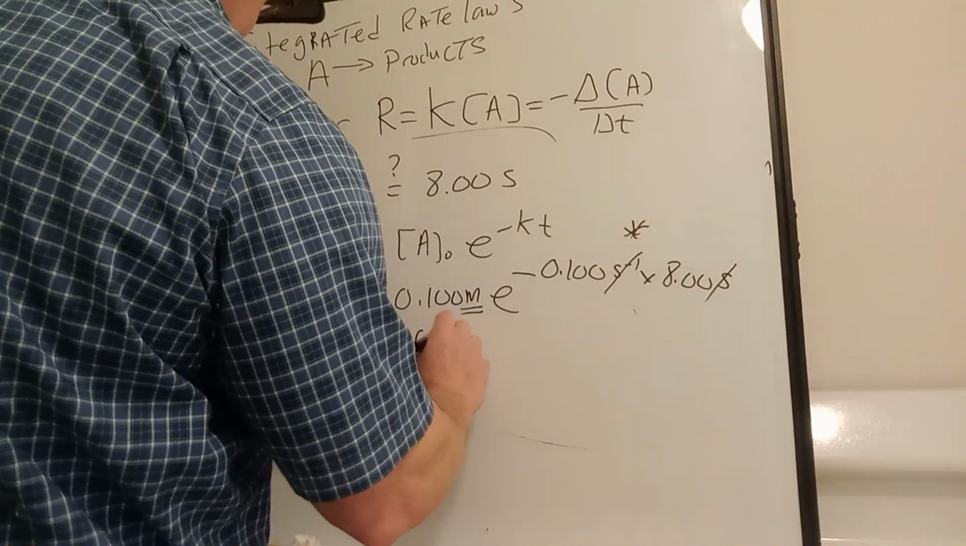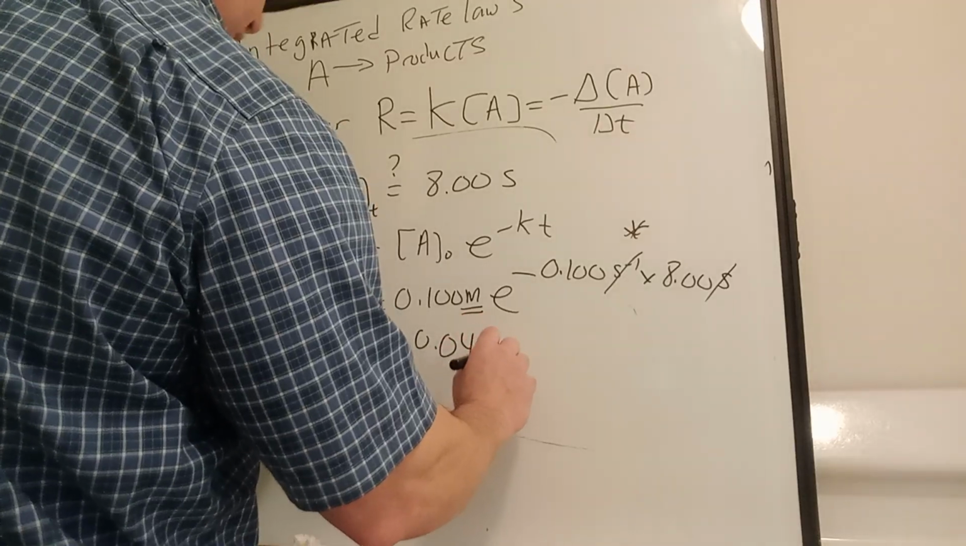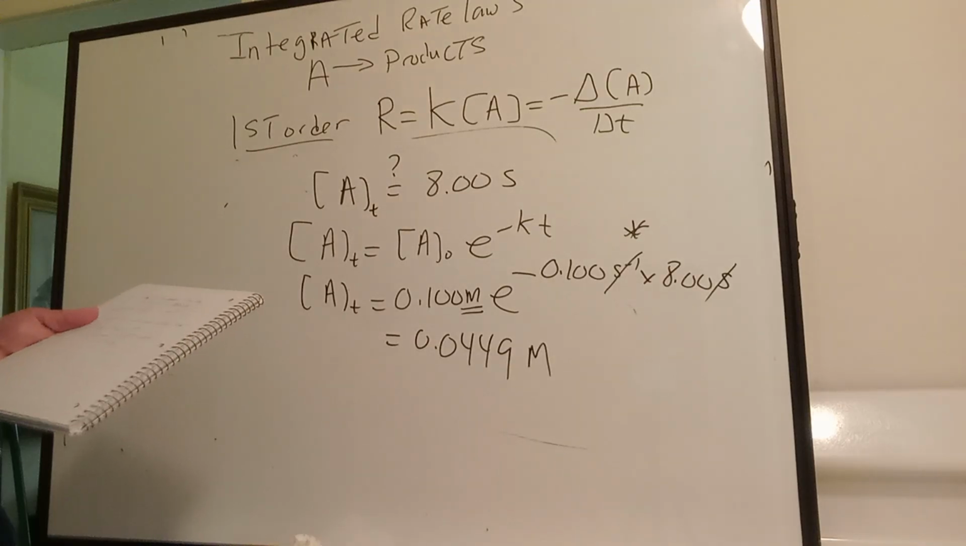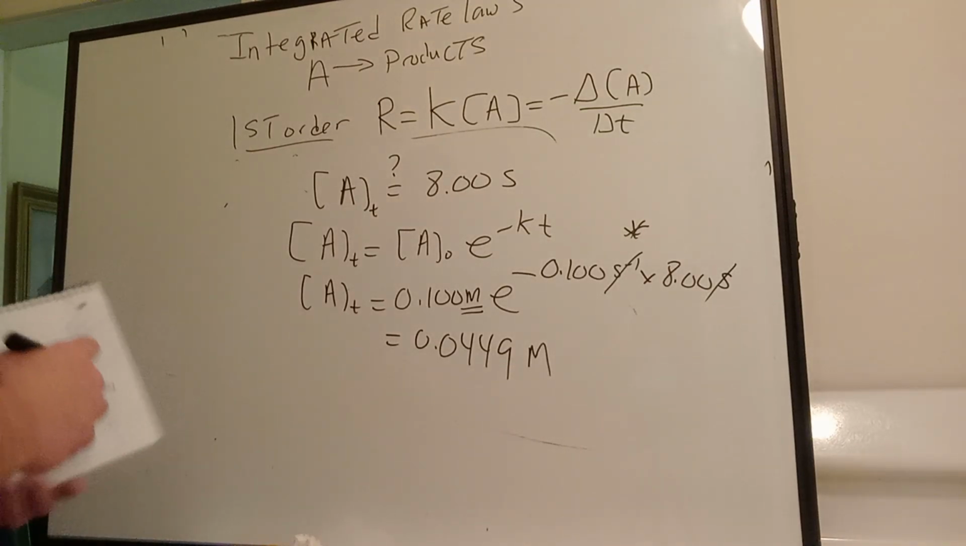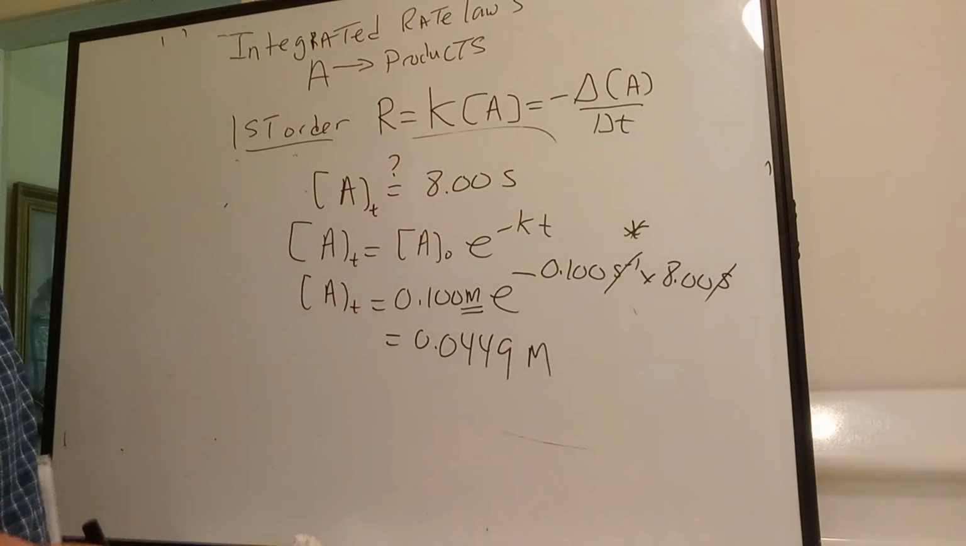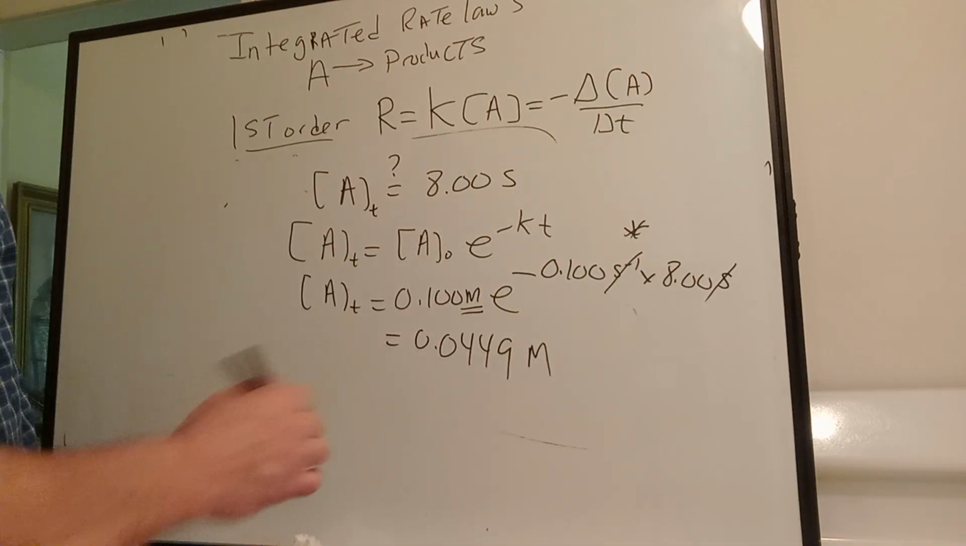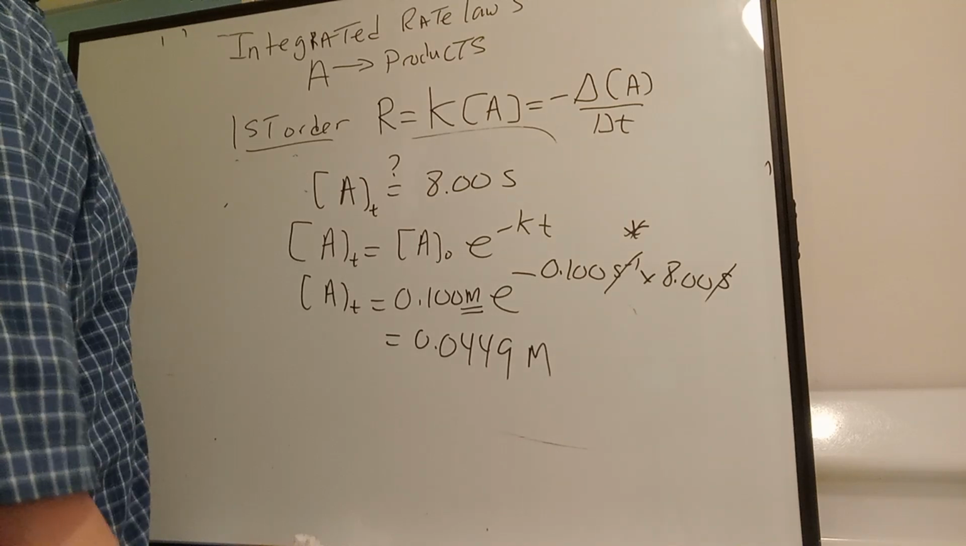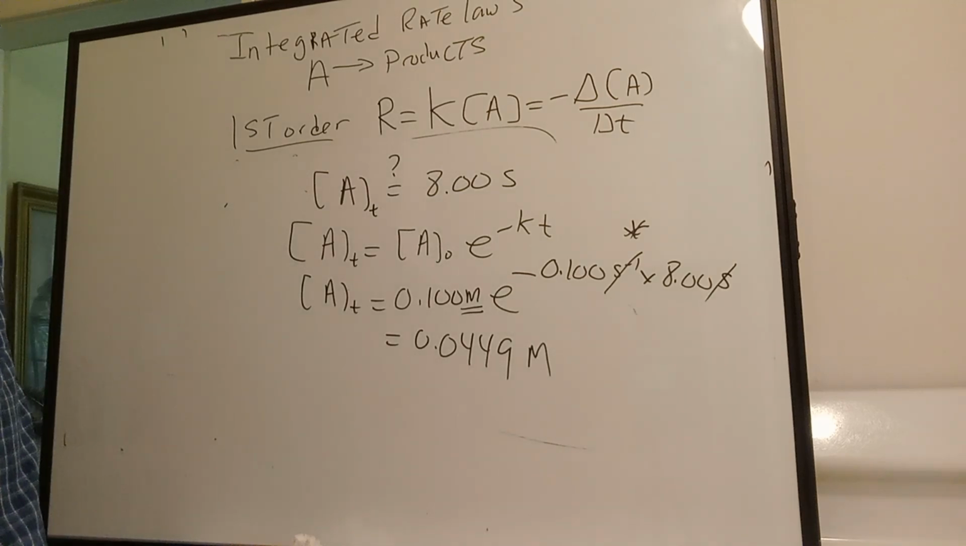Provided I did my calculations correctly, always check it out, make sure I didn't do a typo on the board, I end up getting 0.0449 molar, which makes sense. Compare this to the actual half-life, which is pretty close. The half-life's about 7 seconds-ish, so this should be a little bit less than 0.05, and it is. It makes good sense. It's slightly overshooting the half-life.